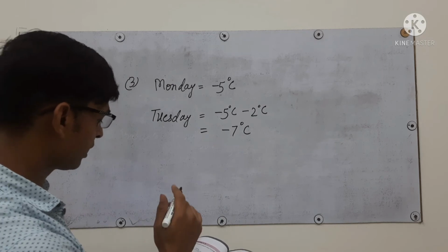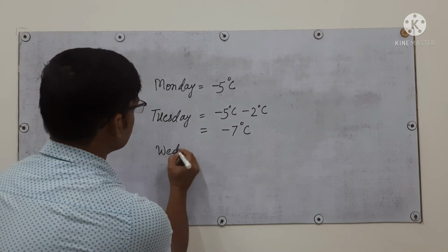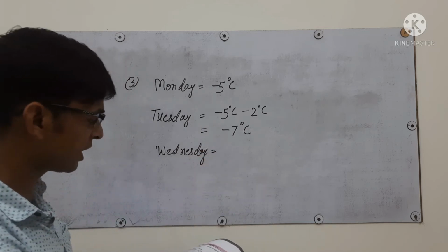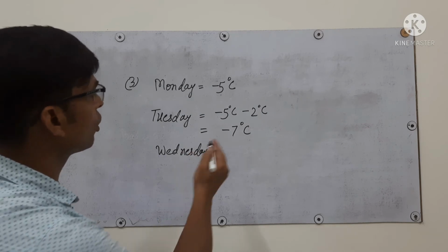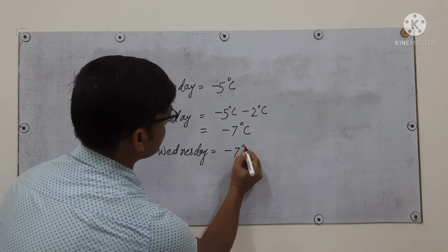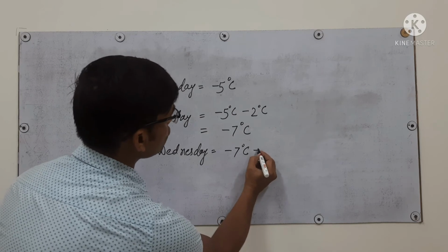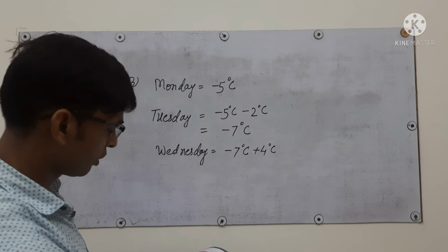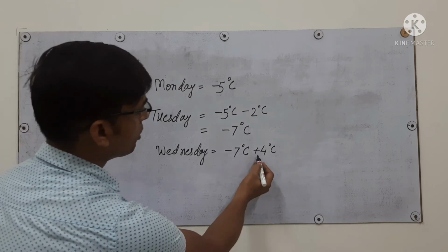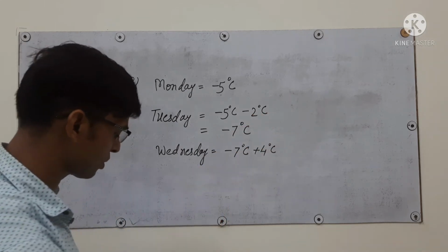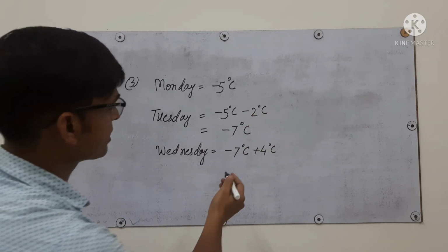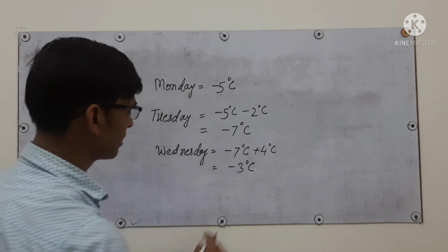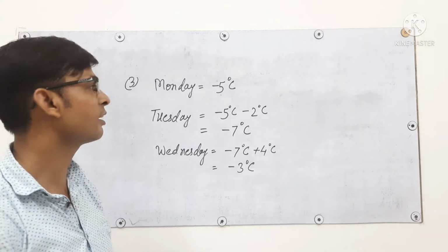And then it is written on Wednesday. On Wednesday it rose by 4 degrees Celsius. So on Tuesday it was -7 degrees Celsius and on Wednesday it rose by 4 degrees Celsius. When we go up then it will be plus, and when we go down then it will be minus. Here it rose by 4 degrees Celsius, so it will be +4. So it will be -3 degrees Celsius. You can see how easy these questions are. So please note it.